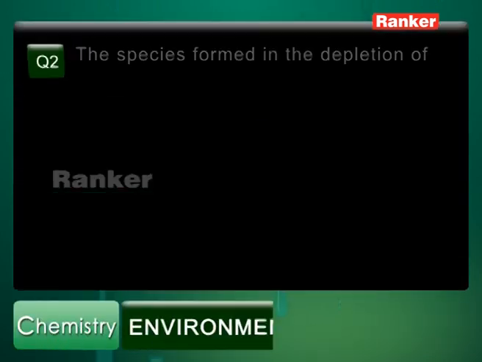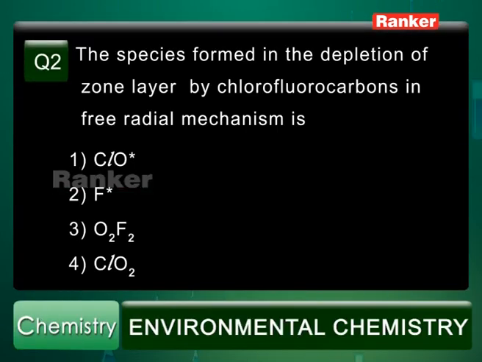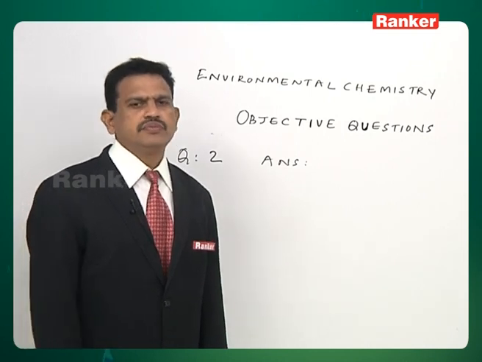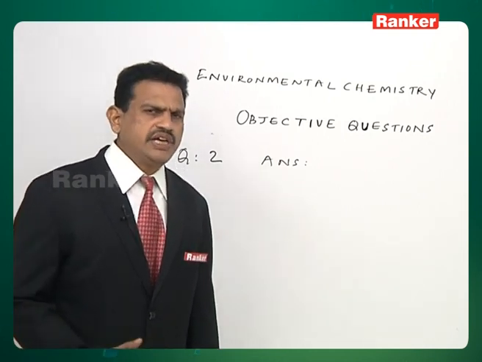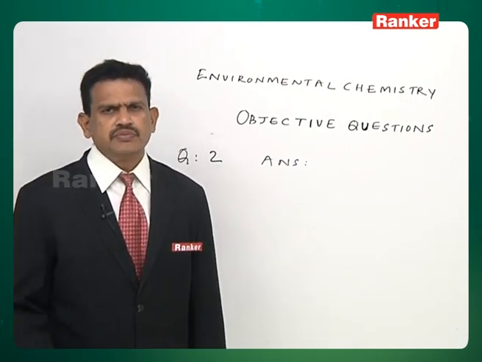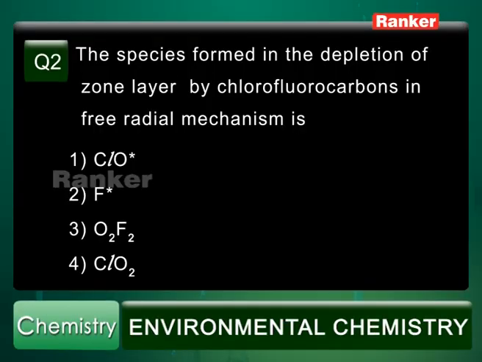Question number 2. The species formed in the depletion of ozone layer by chlorofluorocarbons in free radical mechanism is options: 1. ClO free radical, 2. Fluorine free radical, 3. O2F2, 4. ClO2. Due to depletion of the ozone layer, the chlorofluorocarbons attack ozone and form Cl free radical or ClO free radical. So, we can go for option 1 for this question.